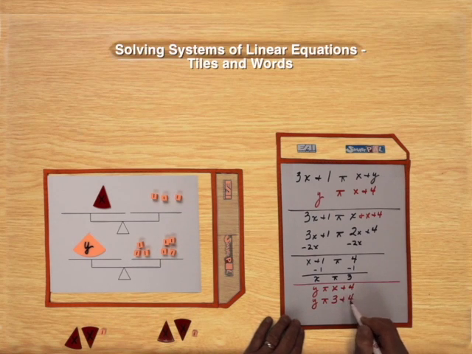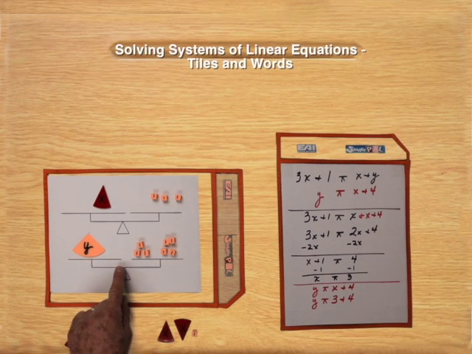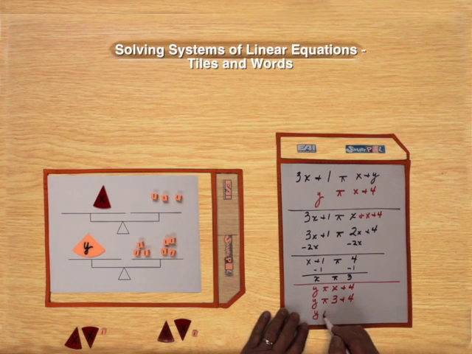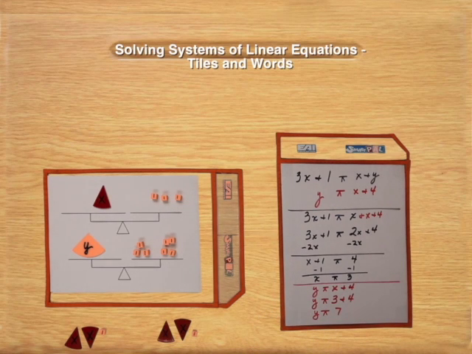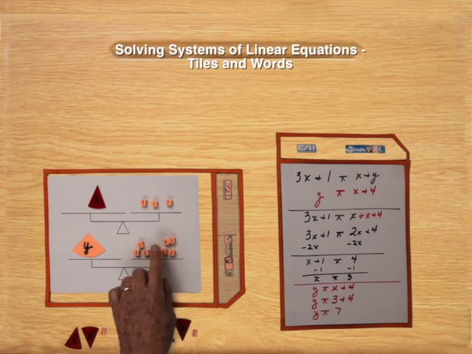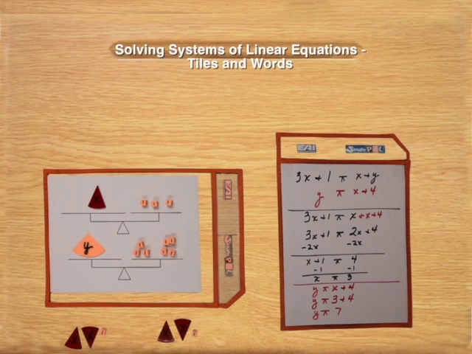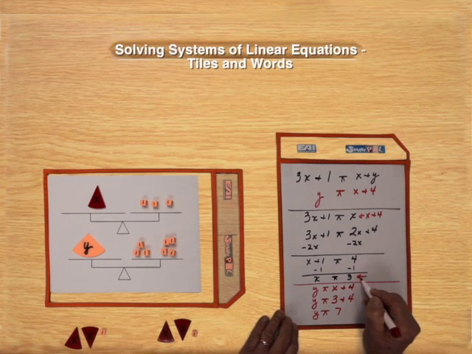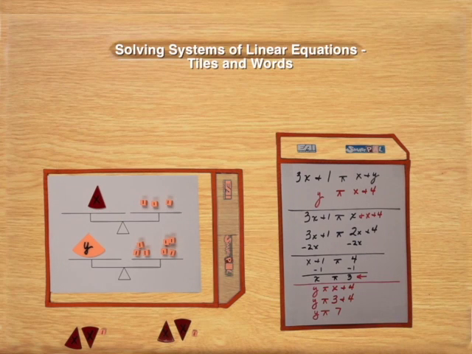We still have our 4 ones, so now we have our y balances 3 ones and 4 ones, but 3 ones and 4 ones are 7 ones. So our y balances 7 ones. So now what we have is a value of x and a value of y. We have x balancing 3 and y balancing 7. And those are the answers to our problem. So we have an x balancing 3 and a y balancing 7.